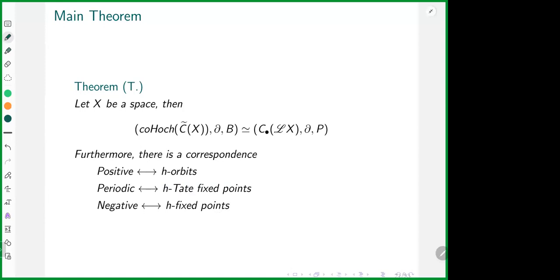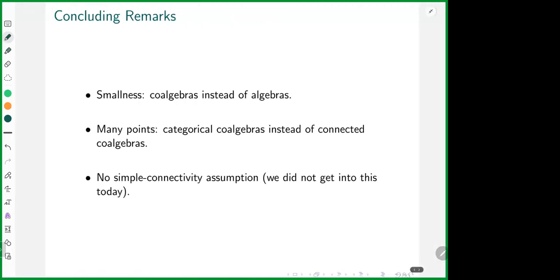Okay, and then just in the last maybe 20 seconds, let me just highlight what I want you to take away from this talk. So I introduce a model, and this model has three special things going for it. First is a small model. It uses coalgebras instead of algebras. So why does that make it small? Well, because secretly we're just using this.